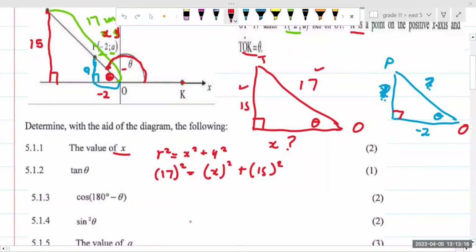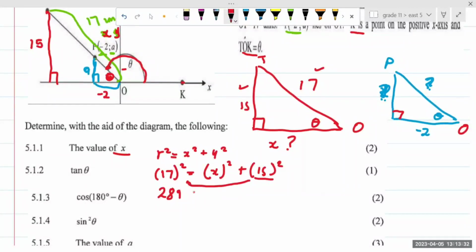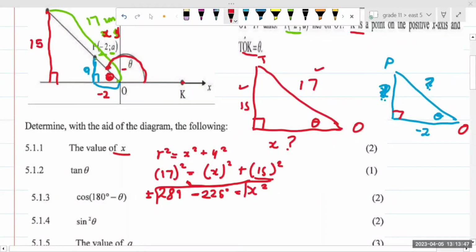If you say 17 all squared, what do you get? 289. And then if you say 15 all squared, what do you get? 225. So we're going to take the 225 and take it to this side. We're going to have minus 225, which is going to be equal to x squared. We square both sides. If we square both sides, a square root has a plus and a minus.